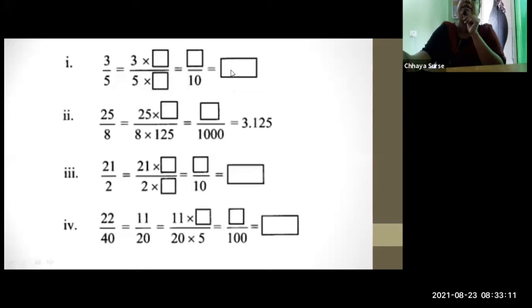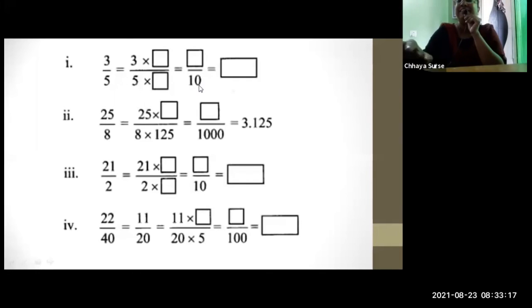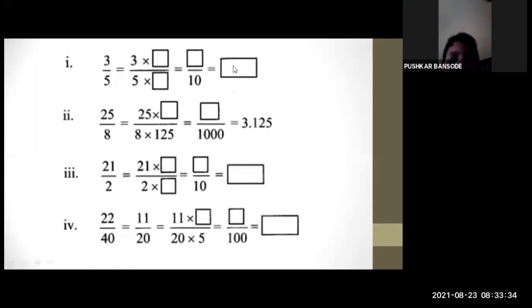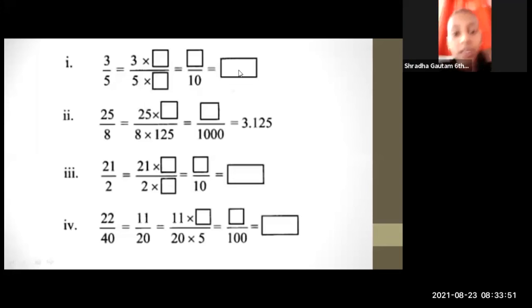Now we convert 6 upon 10 into a decimal fraction. Ma'am, 6.10? No, Pushkar. 6 is one digit and 10 is 2 digits. I told you, you have to add the 0. The numerator and denominator should be equal in digits. That's why we add the 0 on the left side, 0 and 6. Yes, Ruchi, your answer is right. So 0.6.